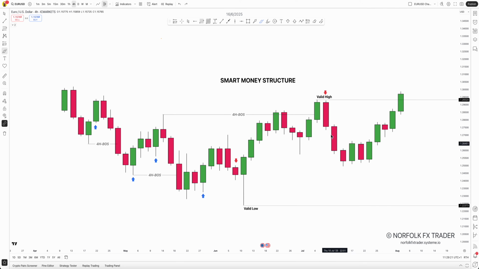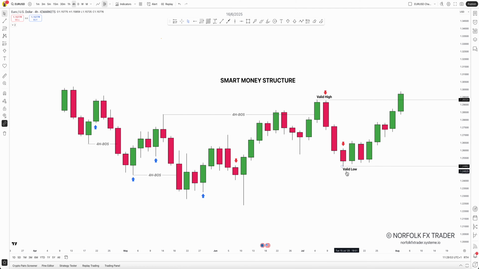What do we look for? Once we have a pullback, we look for continuation to break structure. We break and we close through on that candle. So now what can we look for? We can look for that new low to be formed. So from this breakout, we look back. Does that close down? No, it doesn't. Does this candle close below this candle's low? No, it doesn't. Does this candle close below? Yes, it does. So now we can move our valid low from this low to this low here.